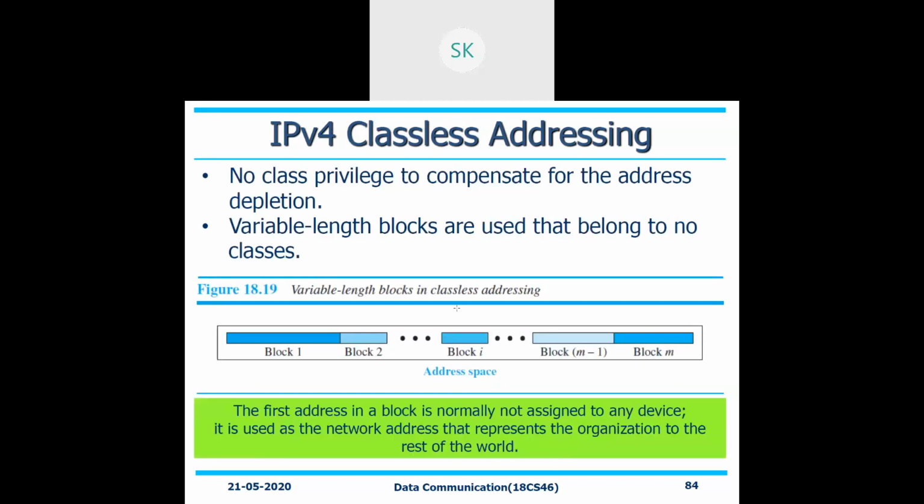So with respect to the difficulty that we will be facing, or a lot of unwanted usage of addresses, we get it with classful addressing. We'll go with the next part, which is called classless addressing, or classless interdomain addressing. That is CIDR. Okay, we'll see it one by one. No class privilege, to compensate for the address depletion.